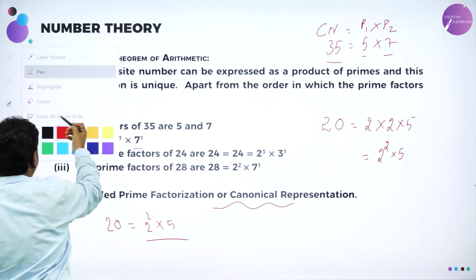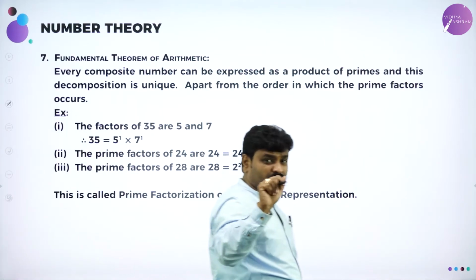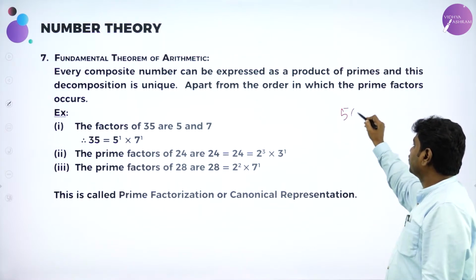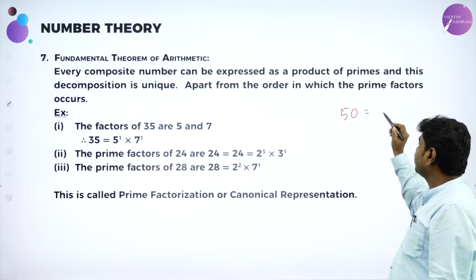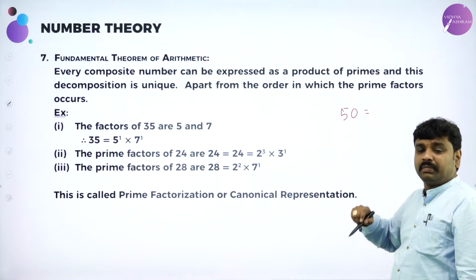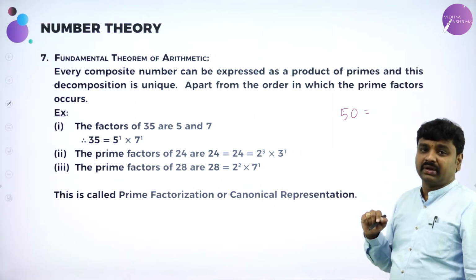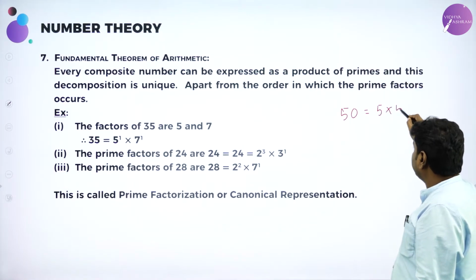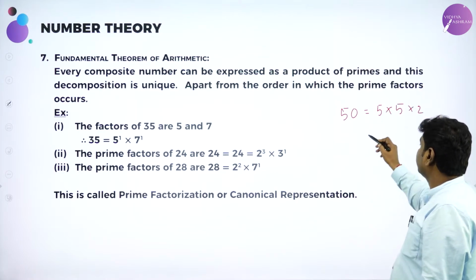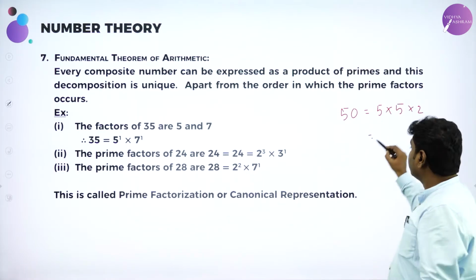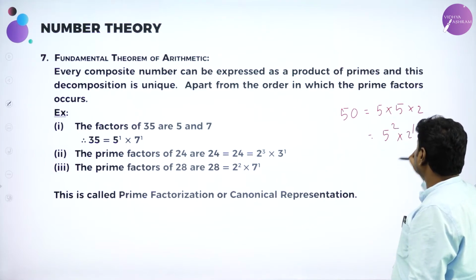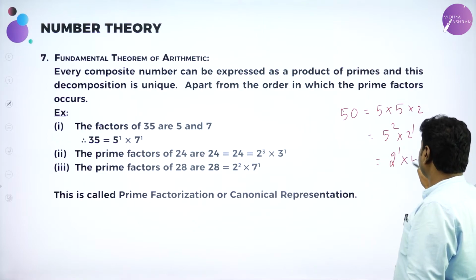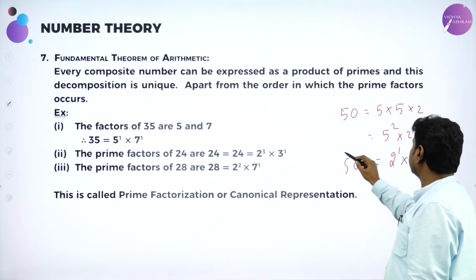For example, I'll give you a composite number and ask you to write it as a product of prime numbers. Say I'll take 50. Can I write 50 as 5 tens? But 10 is not a prime number. So 5 into 5, 25 into 2. Can I write that? Because 5 is a prime number. Further, 5 power 2, 2 power 1. Or always write the lower prime number first: 2 power 1 into 5 square. This is a canonical representation.